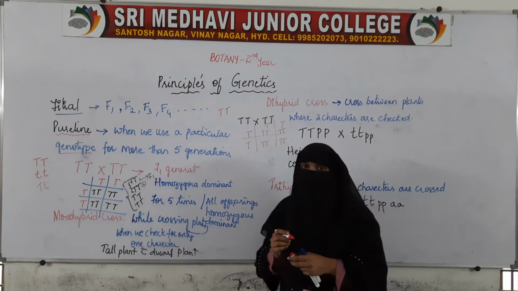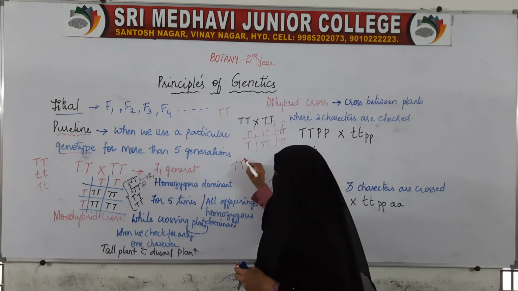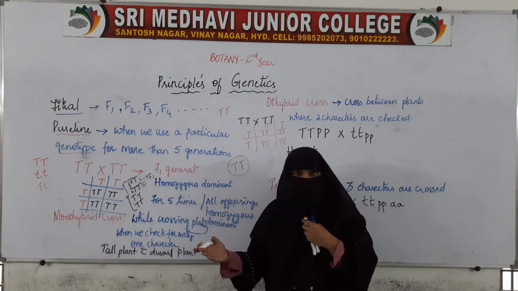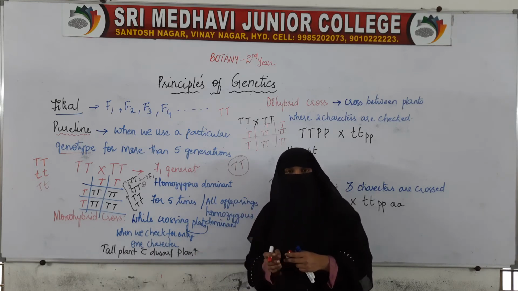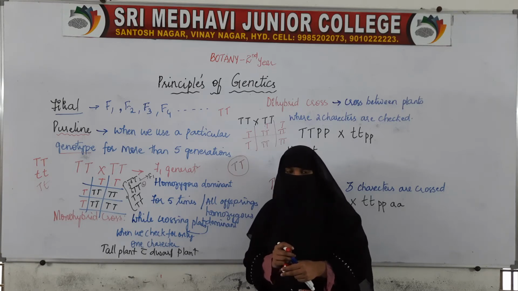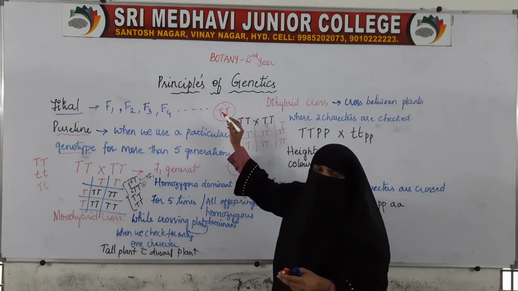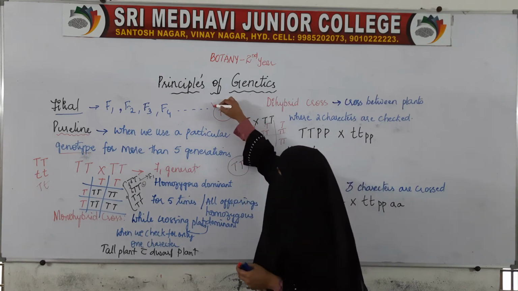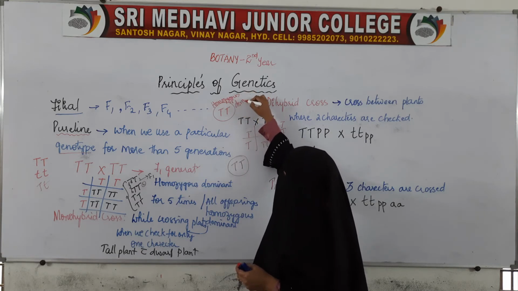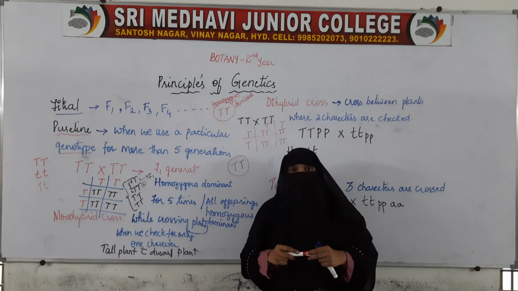In the second generation also, what are you getting? This capital T only. Now do it in the third generation. Do it the same in the fourth generation. Do it the same in the fifth generation. Even after 5 generations, you will get the same: the offsprings will be both capital T, that is homozygous dominant.